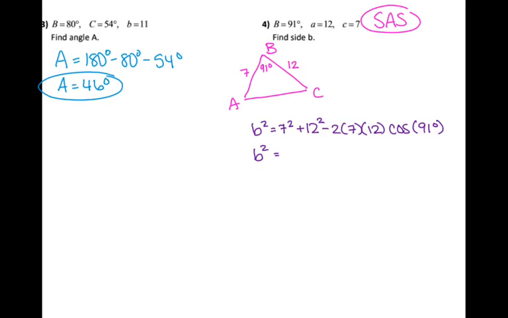I'm going to go ahead and put this entire expression into the calculator. So 7 squared plus 12 squared minus 2 times 7 times 12 cosine of 91. That gives me about 195.932. And then I'm going to go ahead and take the square root. And it gives me B being about 14. And our goal was to solve for side B, which we did. Mission accomplished. All right, so I think that takes care of all of the solving of the triangles.